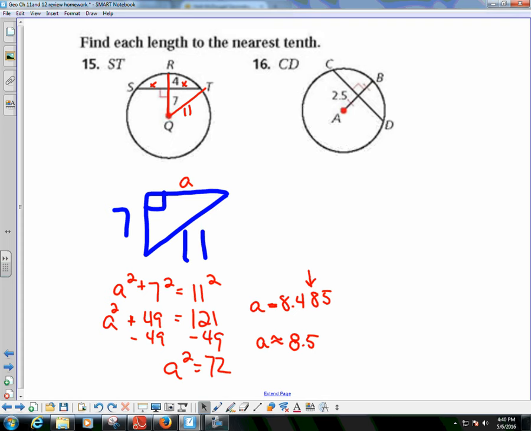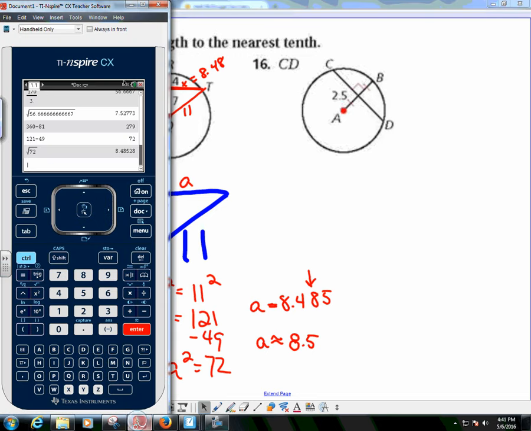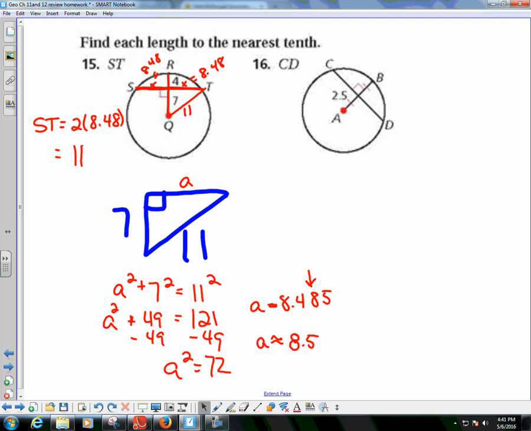So this distance right here is 8.48, and this is 8.48. So the whole distance, ST, equals 2 times 8.48, and I'm going to round that in the next step. I'm going to multiply the answer that's already in my calculator by 2, and that gives me 16.97. It says to round to the nearest tenth.